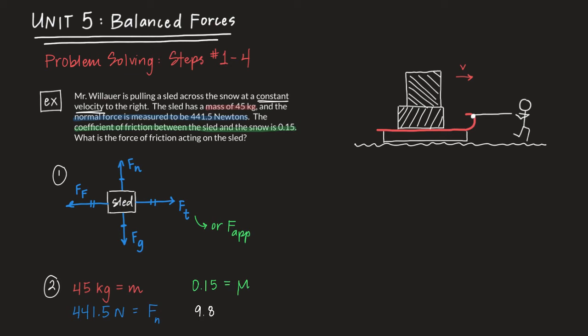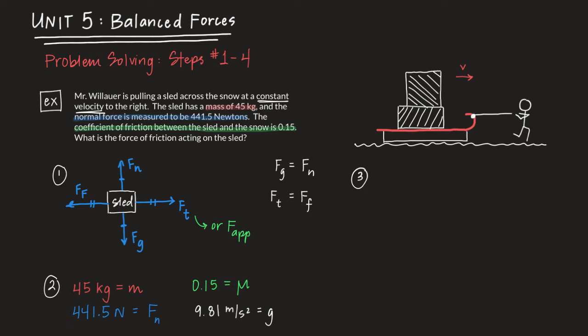As always, since this sled is on Earth, we know that the acceleration due to gravity on Earth is 9.81 meters per second squared. That's little g. We also know, since our object is traveling at constant velocity, and since we're in the unit of balanced forces, we know that our forces have to be balanced. So the force of gravity is equal to the normal force, and the force of tension is equal to the force of friction. And those forces are opposite in direction.